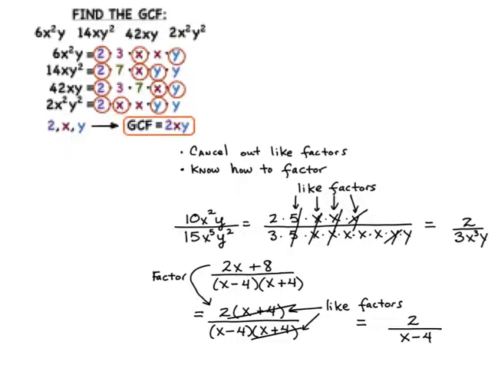Okay, welcome to Lesson 34 in Saxon's Algebra 1, 3rd edition. And this lesson is going to be talking about finding the GCF, or greatest common factor.